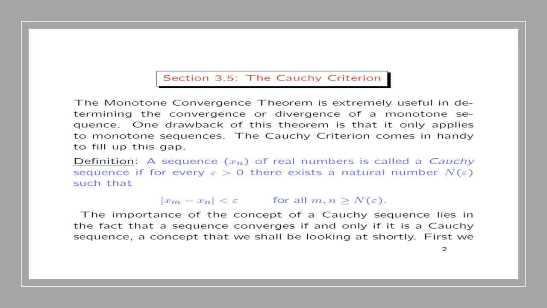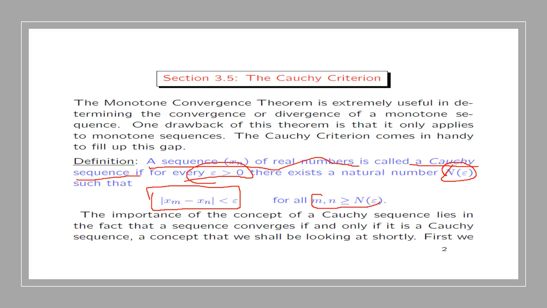If you have a sequence xn of real numbers, then we say that sequence is a Cauchy sequence if for any given epsilon bigger than 0, you will always get a natural number capital N epsilon, which depends on epsilon, such that the distance between xm and xn will be less than epsilon, provided both m and n are bigger or equal to capital N epsilon.